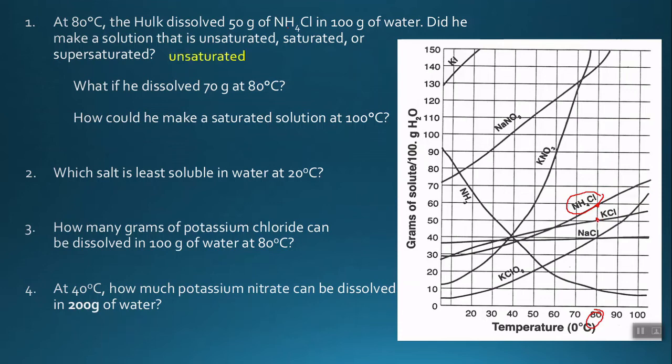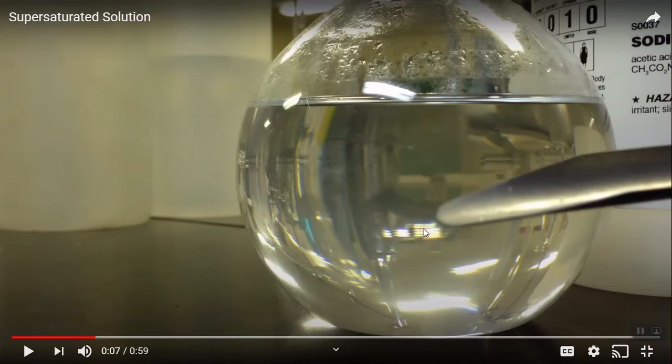What if it dissolves 70 grams at the same temperature? So instead of 50, now he dissolves 70 grams. You see how that's above the line? He could only dissolve 60 grams, but he dissolved 70 grams. So what do you think that means? That means he made a supersaturated solution. I'll show you a supersaturated solution.